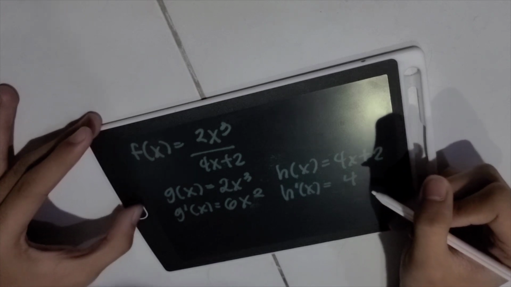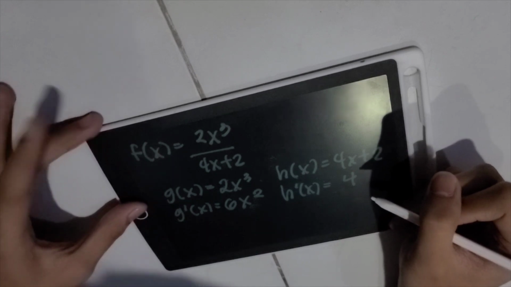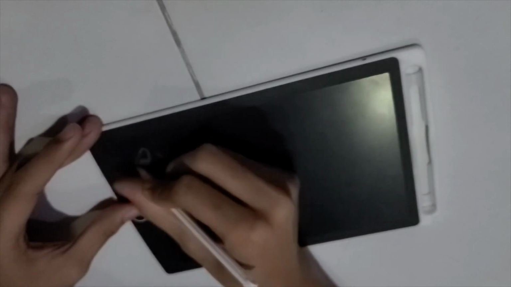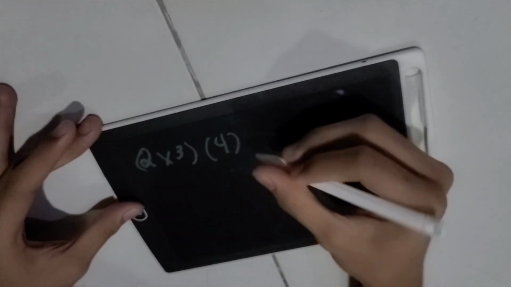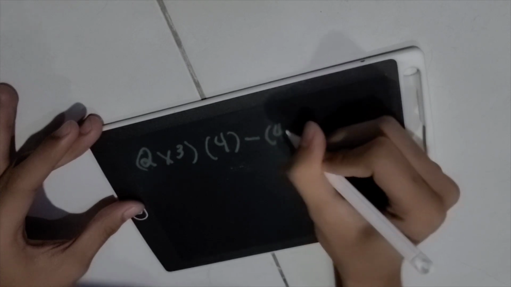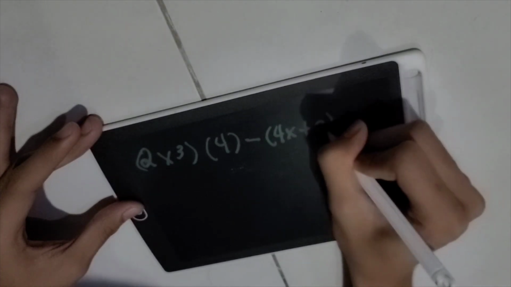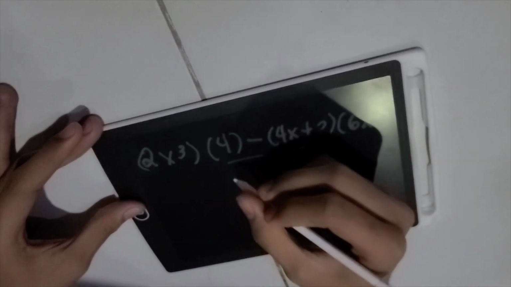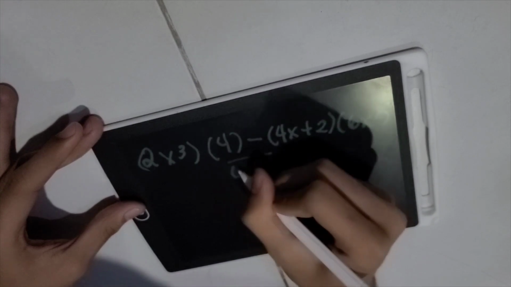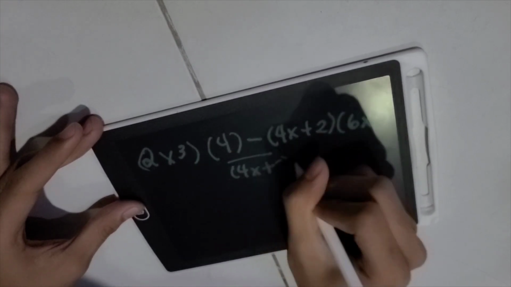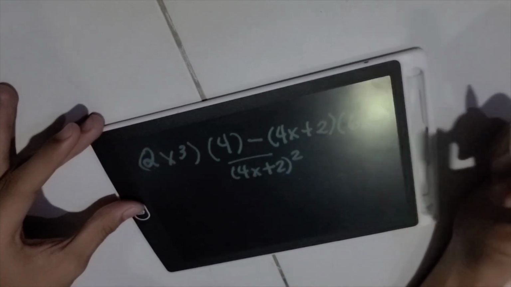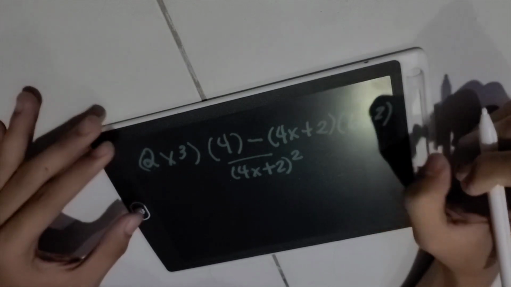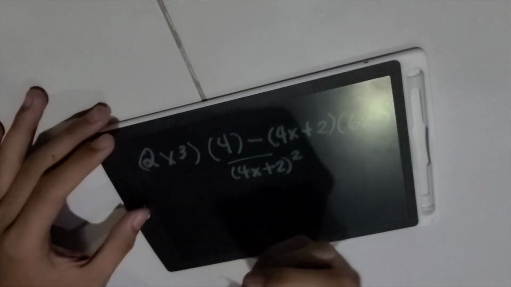So, i-apply na natin yung formula. So, mangyayari dyan ay 2x cubed multiplied by 4 minus 4x plus 2 multiplied by 6x squared over 4x plus 2 squared. So, kumbaga, sinubstitute natin yung given or yung mga nakuha natin sa formula. So, ito magiging result, and then we will just multiply it.